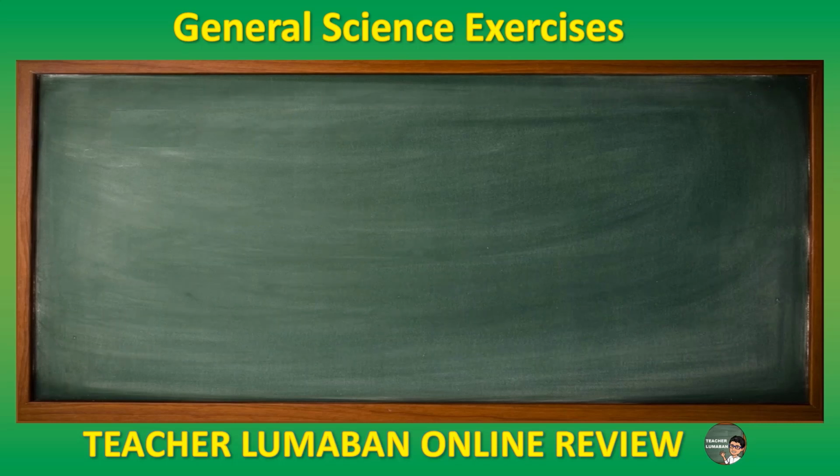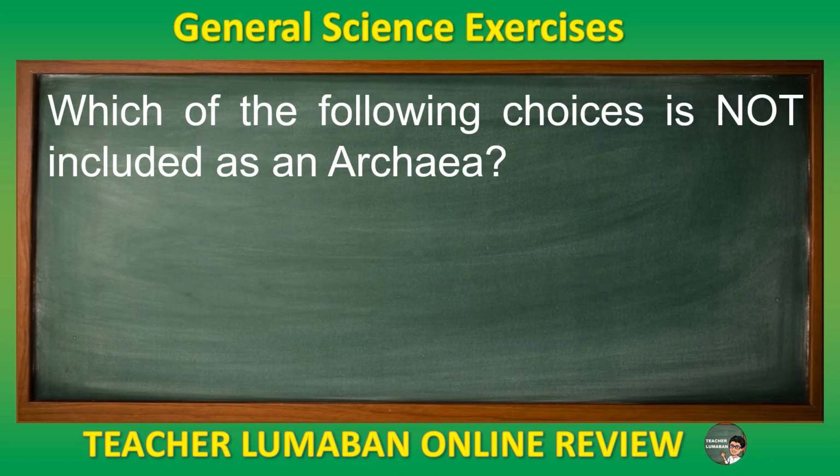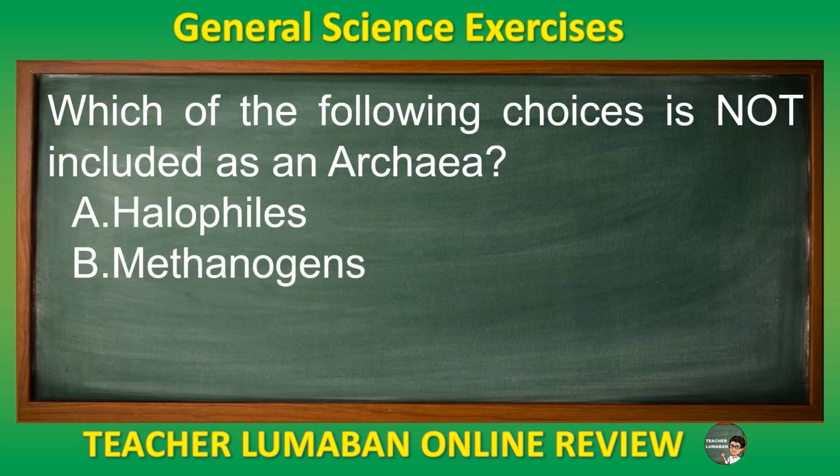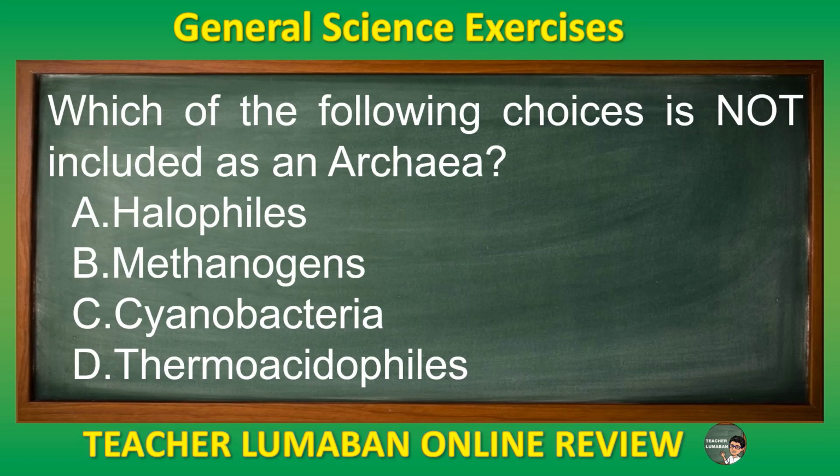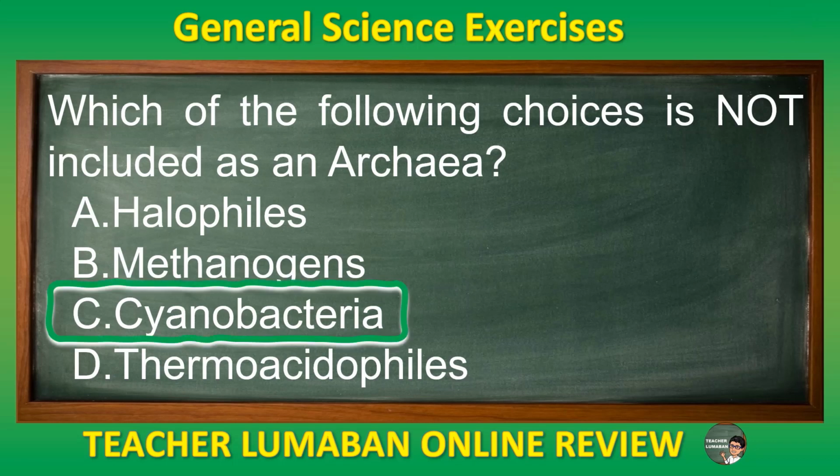Which of the following choices is not included as an archaea? Letter A. Halophils. Letter B. Methanogens. Letter C. Cyanobacteria. Letter D. Thermoacidophiles. Choose the suitable answer based on the given choices in 5 seconds. 5, 4, 3, 2, 1. The correct answer is letter C.